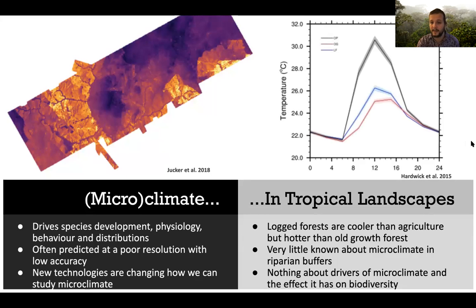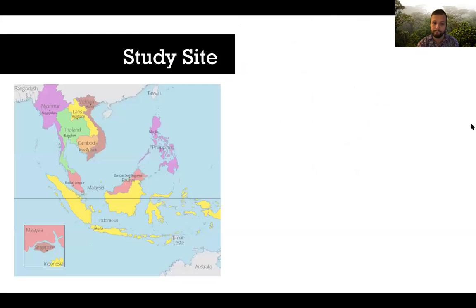So Stephen Hardwick showed that oil palm, which is in grey here, in the middle of the day is much hotter than logged forest in blue or old growth forest in red. But what we don't know is where riparian buffers would sit on this diagram. And what we definitely don't know is how the temperature you find within riparian buffers would then go on to affect the biodiversity they're able to preserve.